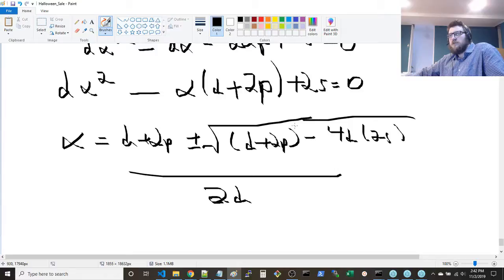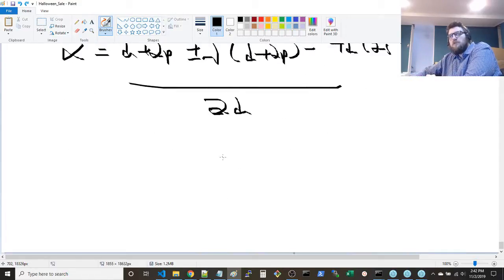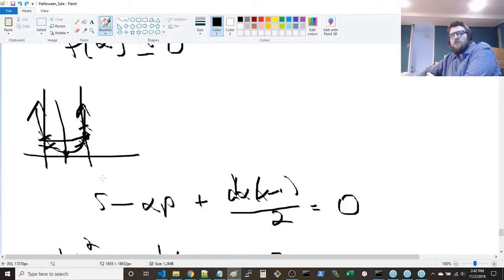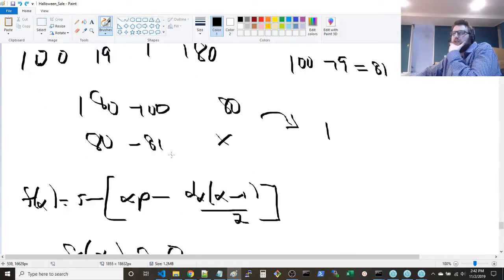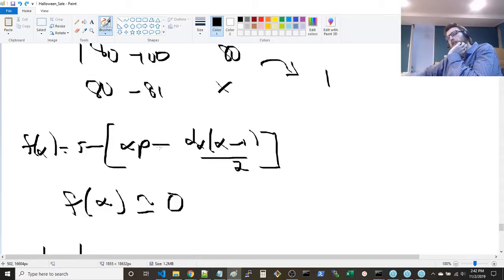Now this discriminant, it is possible that this is imaginary. Is it possible? Yes, this could be never 0. How would this be never 0? How could that happen? What would that look like? This function is never 0. If this function is never 0, what would that look like?